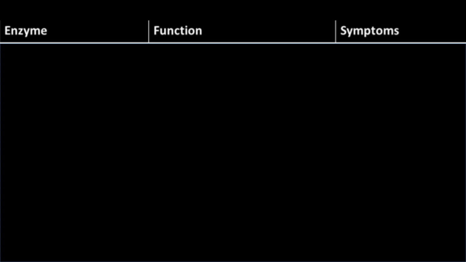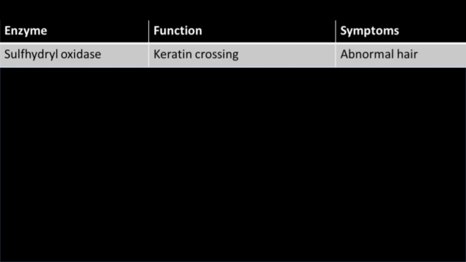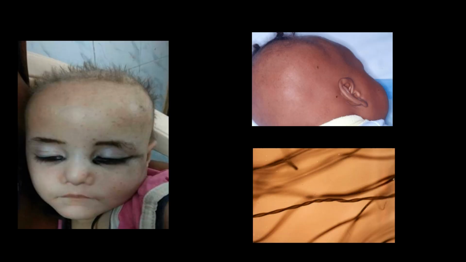The consequence of the lack of these enzymes will be presented in the next few frames. Sulfhydryl oxidase deficiency will produce abnormal hair. The hair breaks easily and is twisted. From there is that the name of kinky hair syndrome comes.